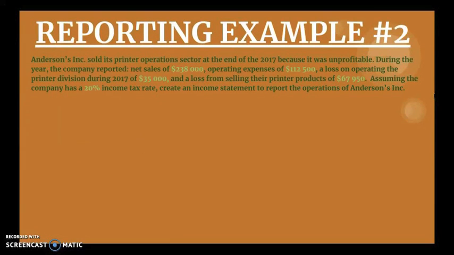For the final question, assume Anderson's Incorporative sold its printer operations sector at the end of 2017 because it was unprofitable. During the year, the company reported net sales of $238,000, operating expenses of $112,500, a loss on operating the printer division during 2017 of $35,000, and a loss from selling their printer products of $67,950. Assuming the company has a 20% income tax rate, create an income statement to report the operations of Anderson's Incorporative.